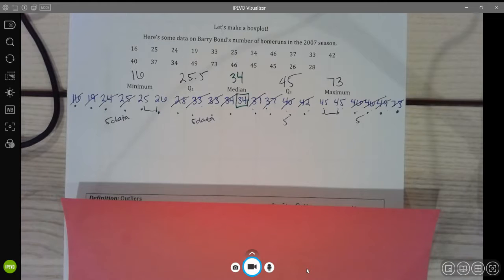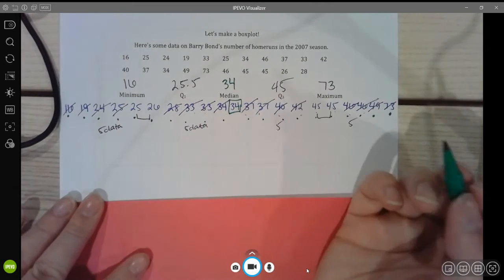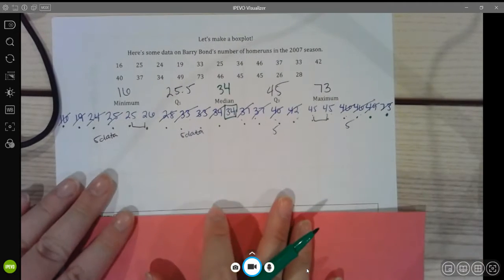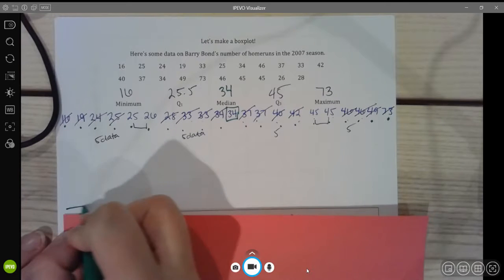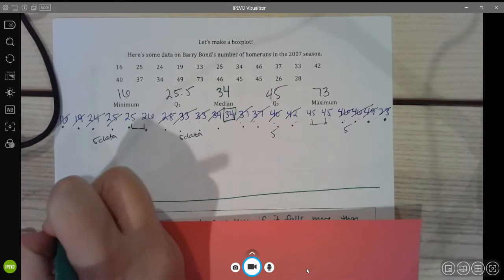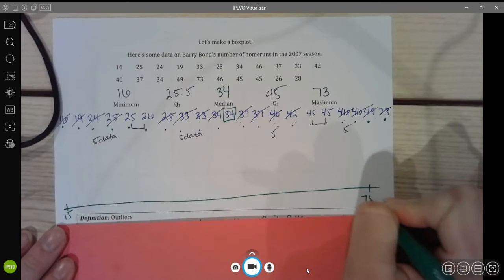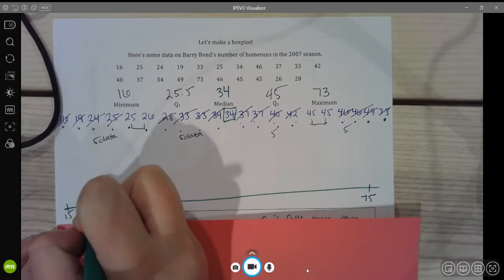All right, so when we make a box plot, sometimes also called a box and whisker plot, Q1, the median, and Q3 are all designated with lines. So I'm just going to make straight lines here at 34. And actually, we do need to make a scale here, so let's make our scale first. It goes from 16 to 73. Maybe I'll make mine go from 15 to 75 by 10s. It's not going to be perfect.